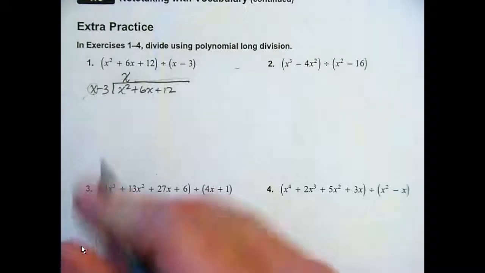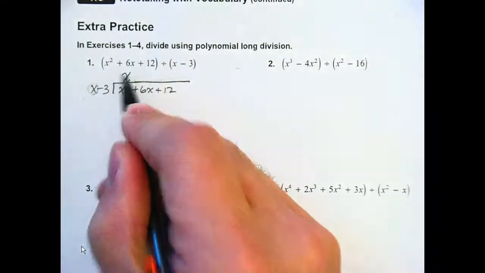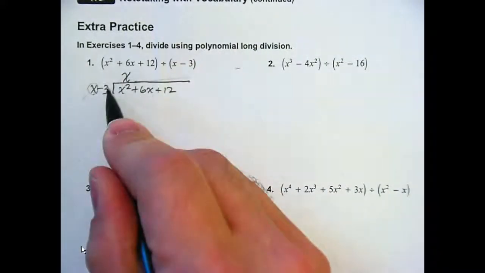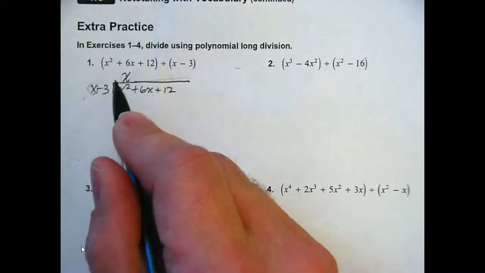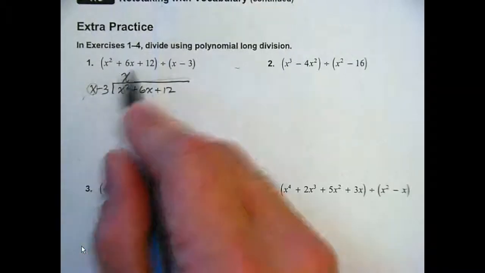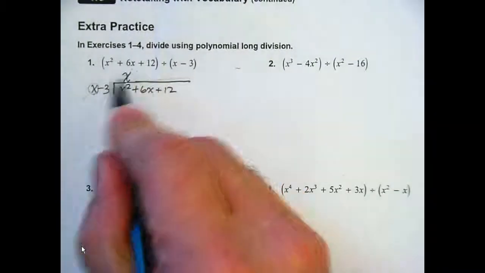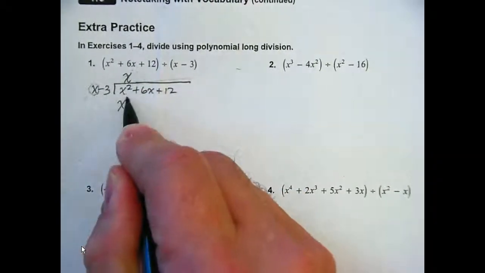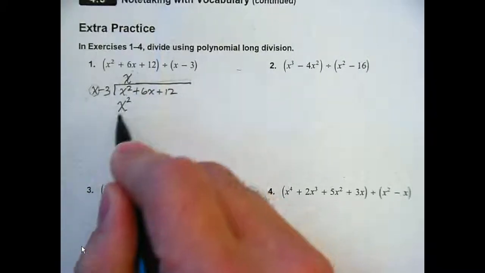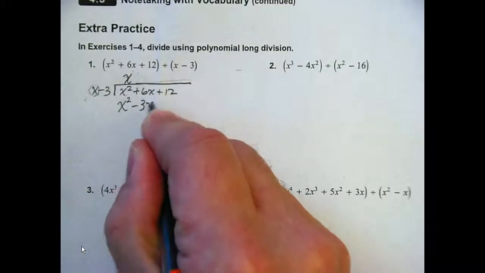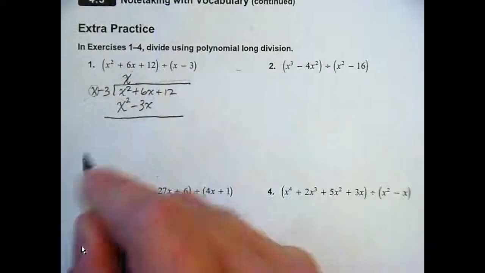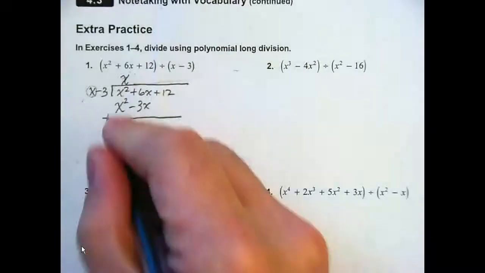You now multiply. Now pay close attention, you now go x times x, which is x squared. These things are going to cancel out here in a minute. And x times negative 3 is negative 3x. And now we subtract. Now here's the deal.